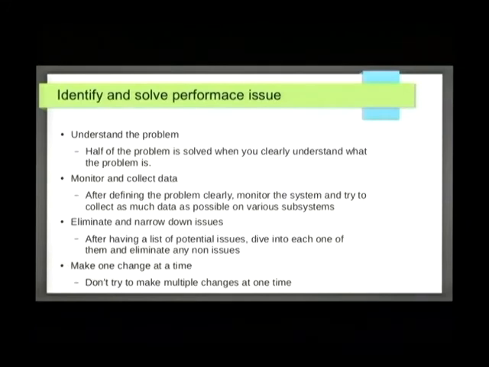Okay, identify and solve performance issues. You must understand the problem. Half of the problem is solved when you clearly understand what the problem is. Monitor and collect data. After defining the problem clearly, monitor the system and try to collect as much data as possible on various subsystems. Eliminate and narrow down issues. After having a list of potential issues, dive into each one of them and eliminate any non-issues. And the most important, make one change at a time. Don't try to make multiple changes at one time.